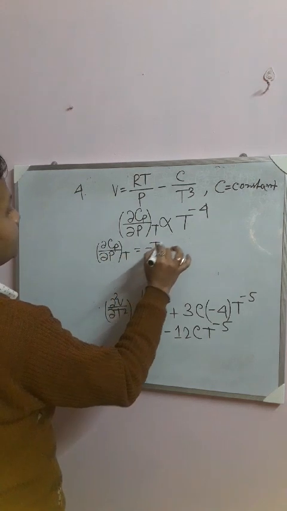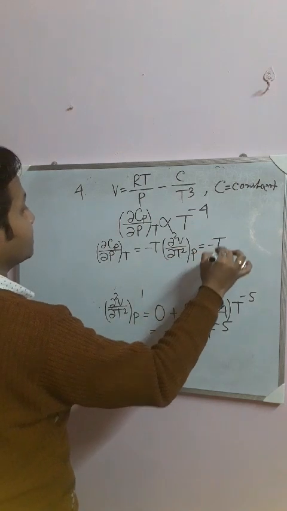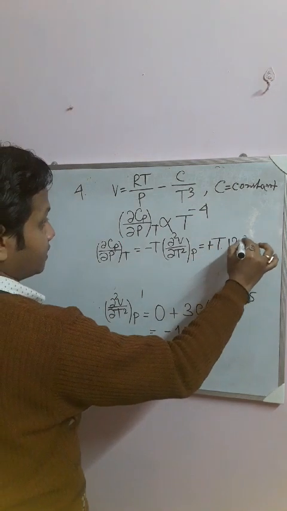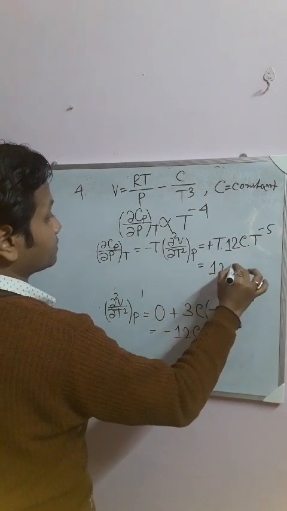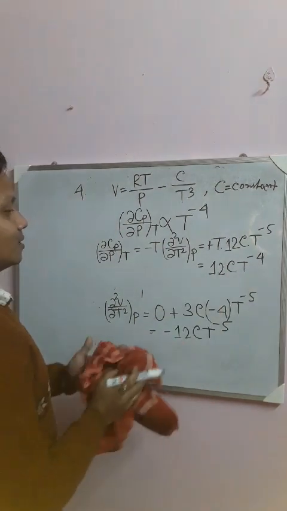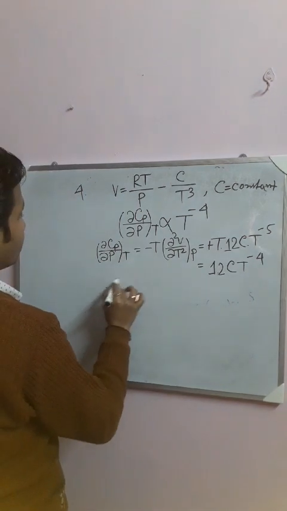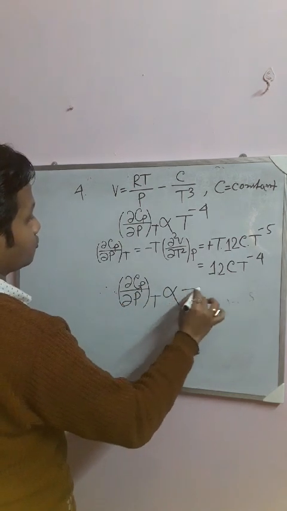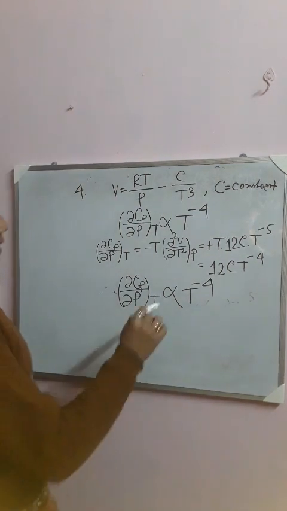this equals minus T into del 2V del T2, pressure constant. So this means minus T into, you substitute this, so this is also minus, so it becomes plus 12C into T to the power minus 5. So this is 12C into T to the power minus 4. 12 is constant, C is constant, 12C is a constant quantity, so we arrive at the result. This is proportional to T to the power minus 4.